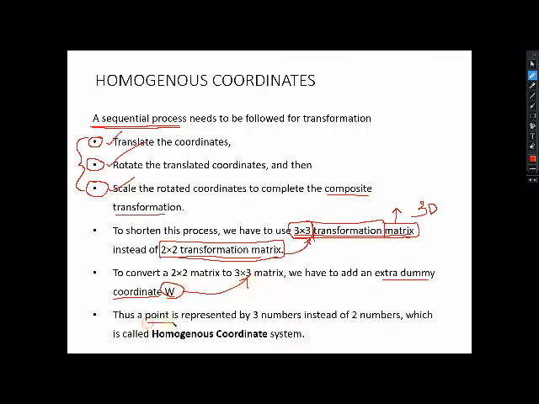So now a point can be represented by three numbers instead of two numbers. So a point, usually in the xy plane, we have the x coordinate and y coordinate, so only x and y coordinates are available. So we have two numbers. When we have to represent a point in 3-dimensional space, we need three coordinates, x, y and z.